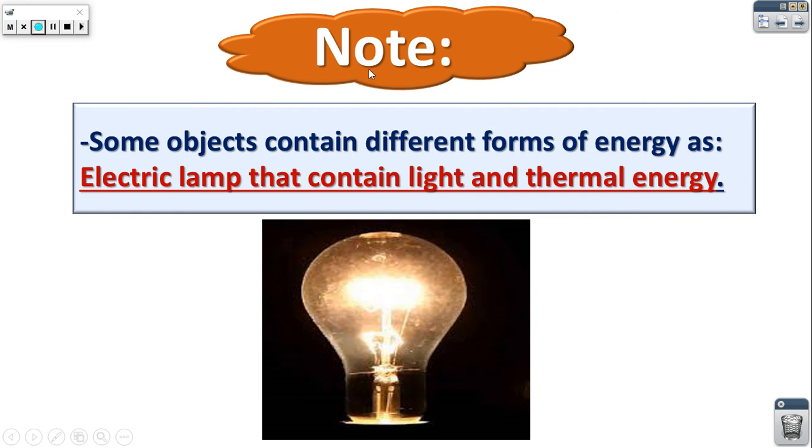Okay? And there are some things that contain more than one type of energy, like the electric lamp. The electric lamp gives us what? Light energy. And also, if you touch the lamp, you can feel thermal energy. So the electric lamp can produce light energy and thermal energy.